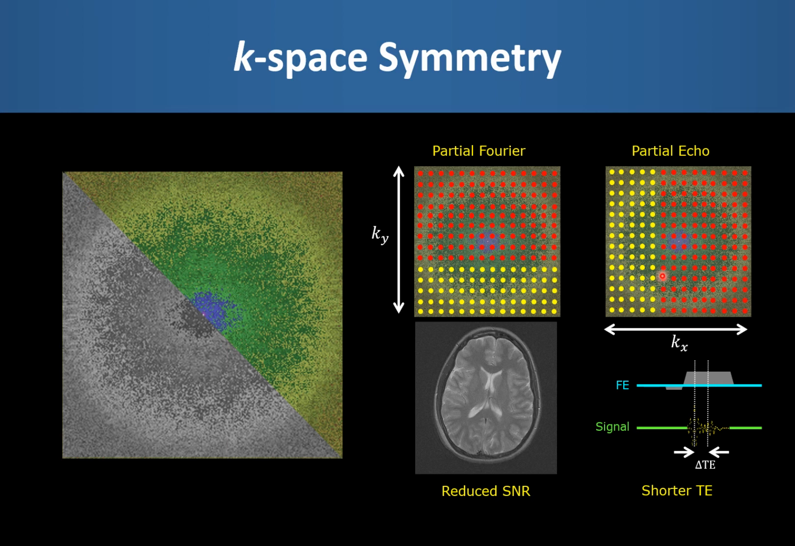Alternatively, we can acquire partial echo data in the KX direction. In this application, we reduce the amplitude of the frequency pre-phasing gradient in this gradient echo readout, so that the echo does not form in the center of the frequency encoding gradient, but slightly earlier in time. We then sample the red data points again and use Hermitian symmetry to synthesize the yellow points. This technique is often used when we need to shorten our effective echo time here.